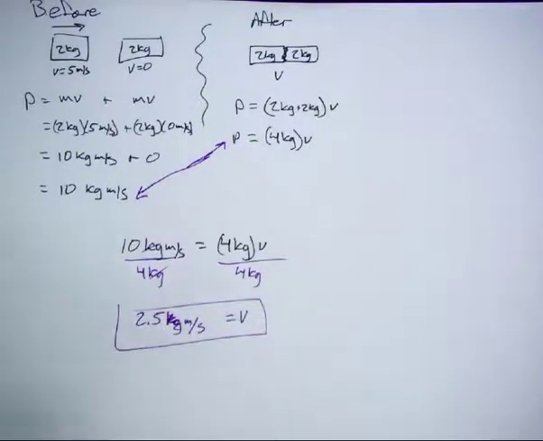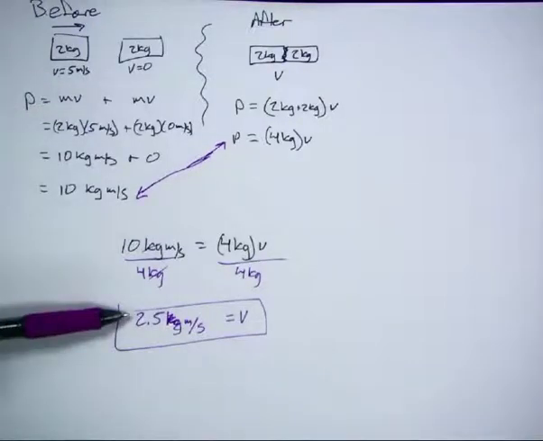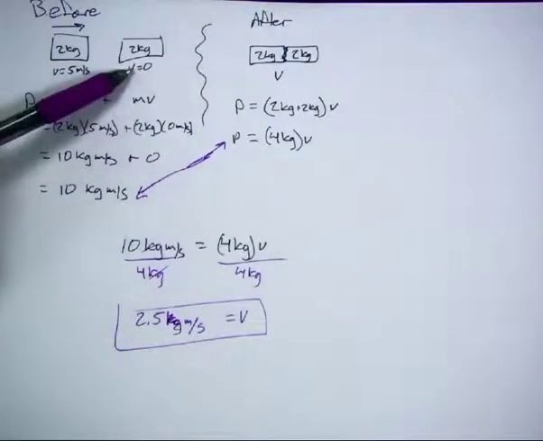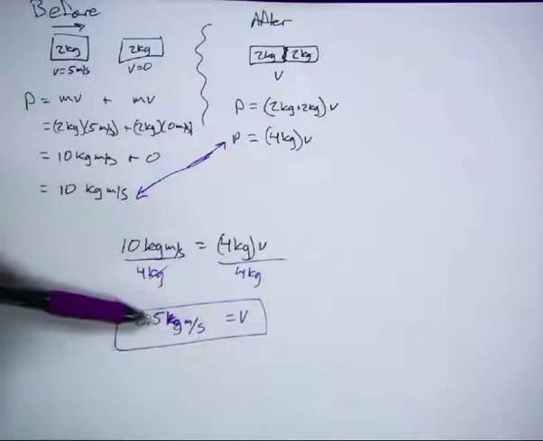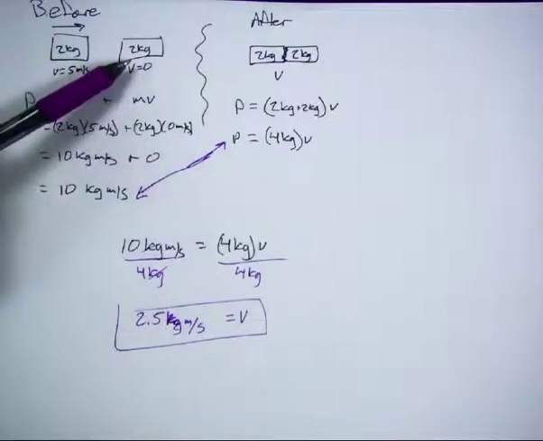And again, we can go back and interpret this. We can say, well, what happened? This car was moving 5 meters per second, and after the collision, it's moving 2.5 meters per second, so it slowed down, and that makes sense. This car was moving 0, and afterwards it's moving 2.5. It sped up. That also makes sense. Something hit it to cause it to speed up.